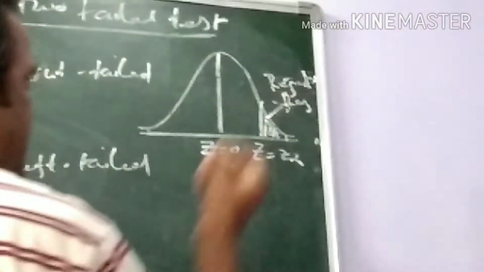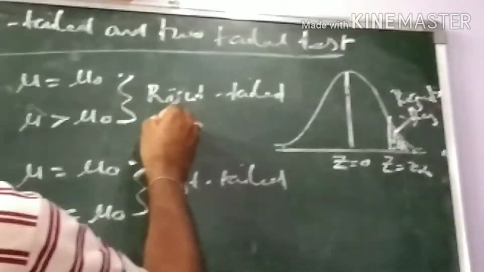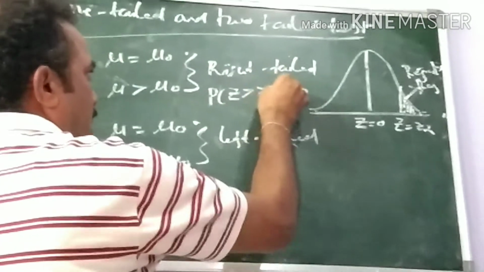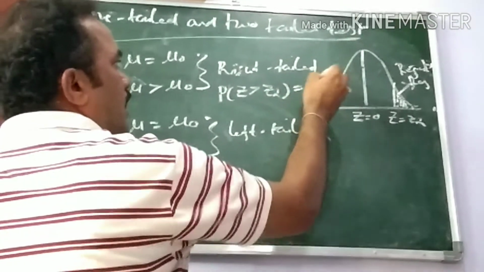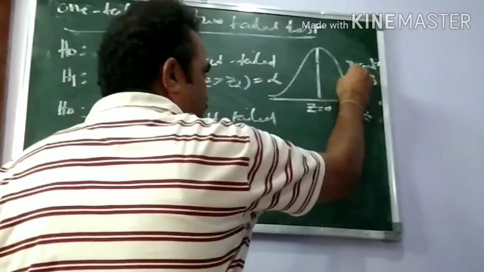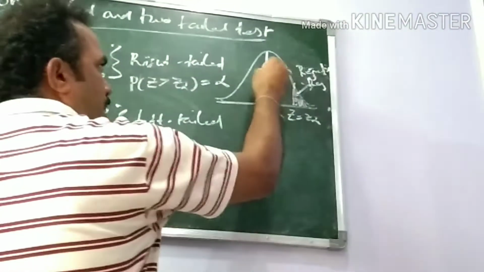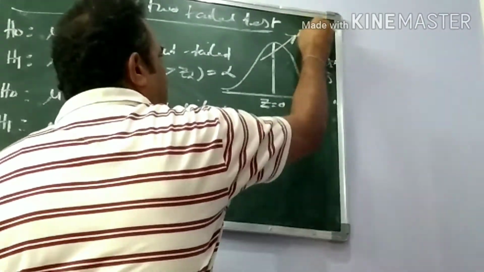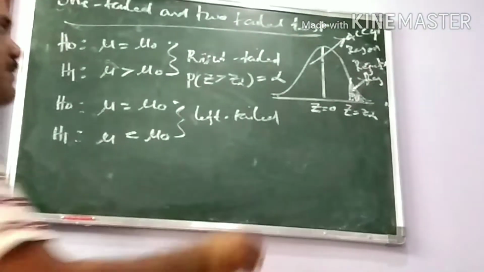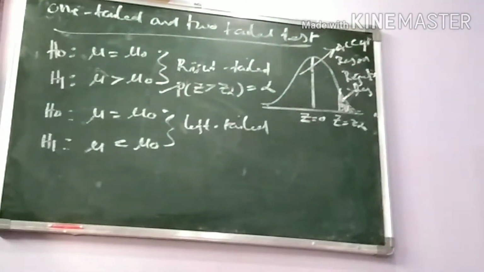How do we identify this area? We use the probability equation: probability of z greater than z alpha is equal to alpha. This equation identifies this portion of the area, which is the rejection region. The remaining area is totally the acceptance region. Only this portion is the rejection region. This is the equation of the right-tailed test.